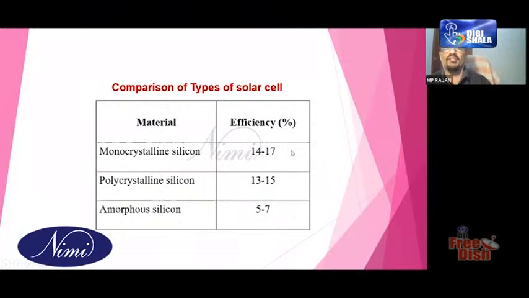So you can see an efficiency table here. We can compare. Monocrystalline is around 14 to 17, polycrystalline silicon is 13 to 15, and amorphous has the lowest efficiency.